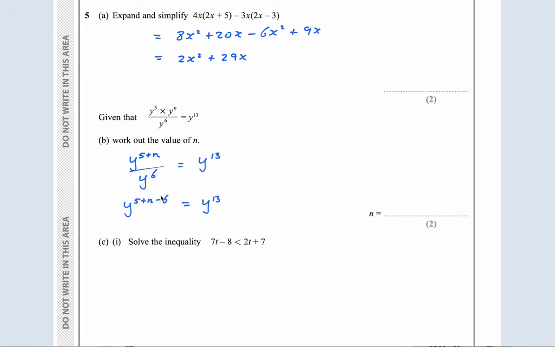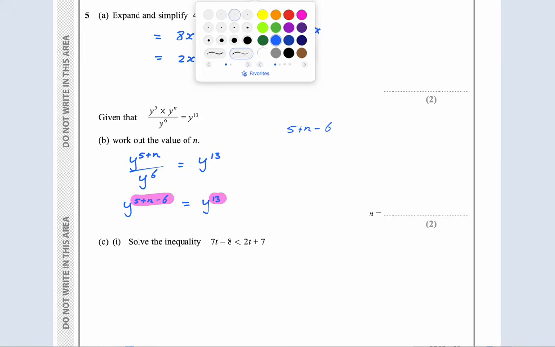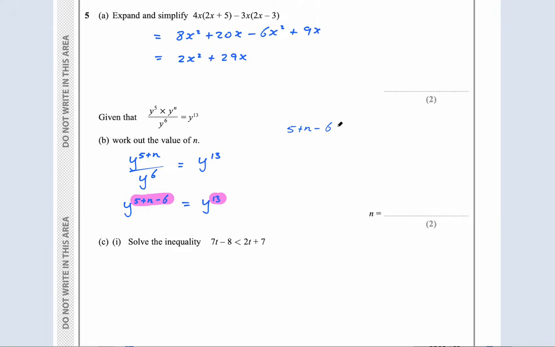That means that the powers have to be the same. So this has to equal this. And that means 5 plus n minus 6 has to equal 13. n minus 1 equals 13, because 5 minus 6 is minus 1. So n equals 14 when I add 1 to both sides. So n is 14.